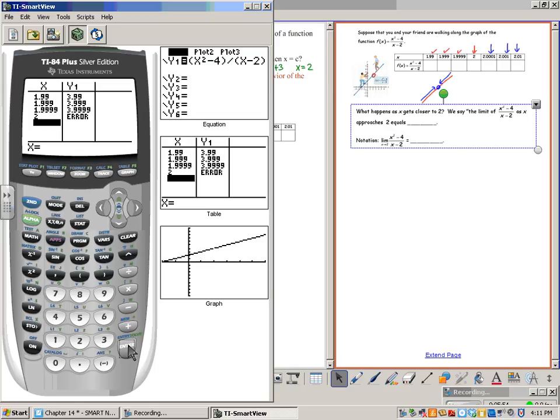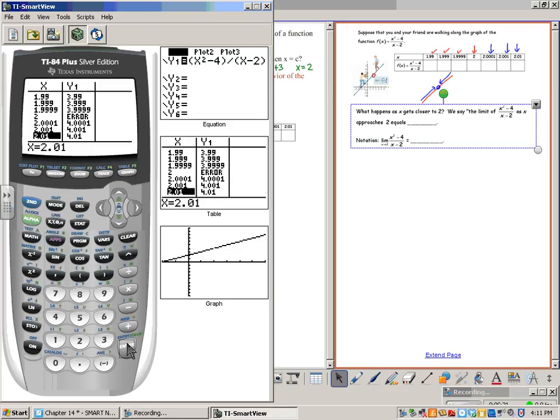And we do get an error because it's undefined there. I'm going to put in 2.0001. You should notice by now that they're approaching 4. Okay, so there you have your values.